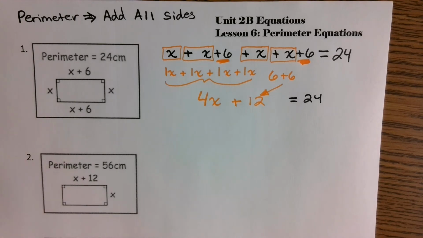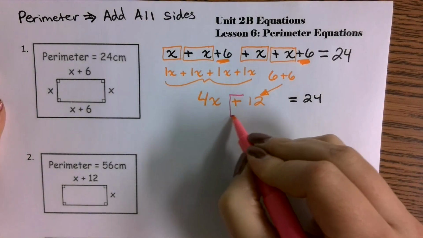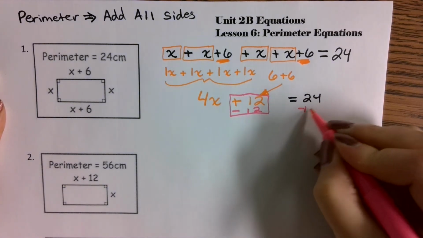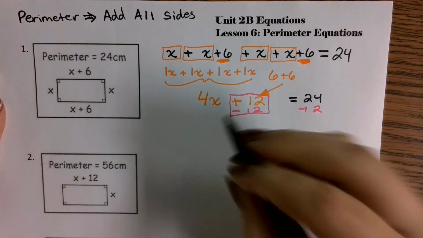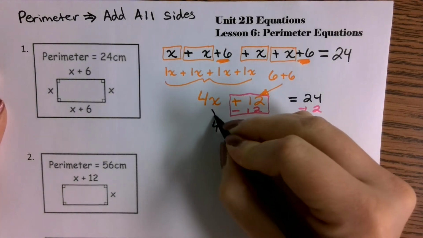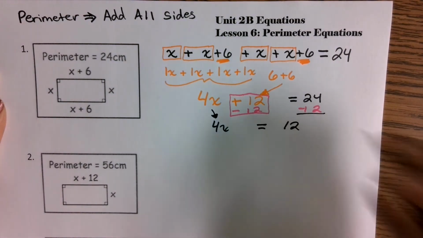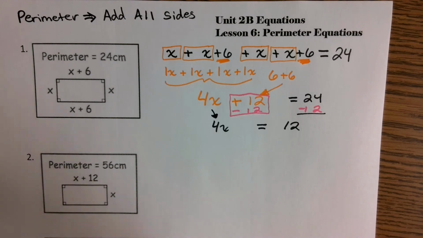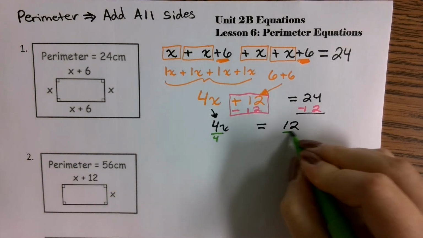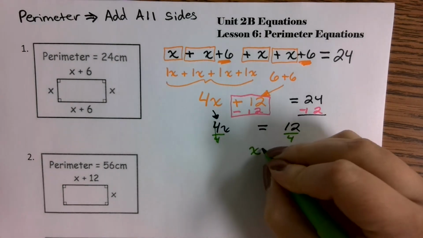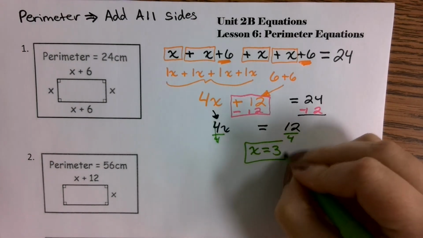Again, as a reminder, you always get rid of the constant first. Always get rid of the constant first. In this case, our constant is a positive 12. So we're going to subtract 12 from both sides of our equation. That leaves us with 4x, because that 4x comes straight down, to equal a positive 12. Our last step would be to divide both sides by 4. The 4's would cancel out, and we would get that x is equal to a positive 3.